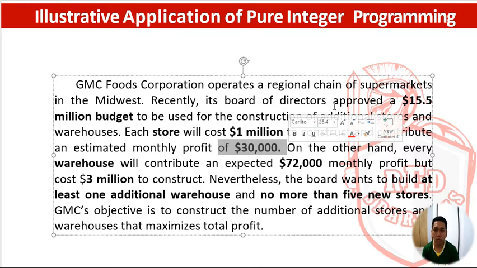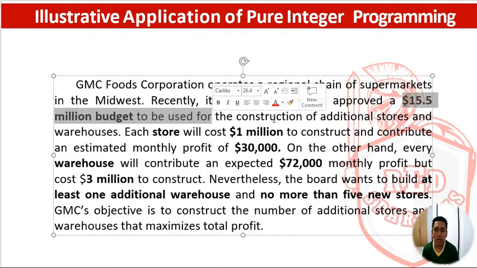Wala tayong target profit. Diba? Kung wala tayong target, laging tatandaan, pag wala tayong target profit or cost, ibig sabihin, yun na yung ating objective function. Kasi we need to maximize. Walang nakaset. Kasi itong cost, meron siya nakaset na kailangan ay hindi lalaki ng 15.5 million yung budget.